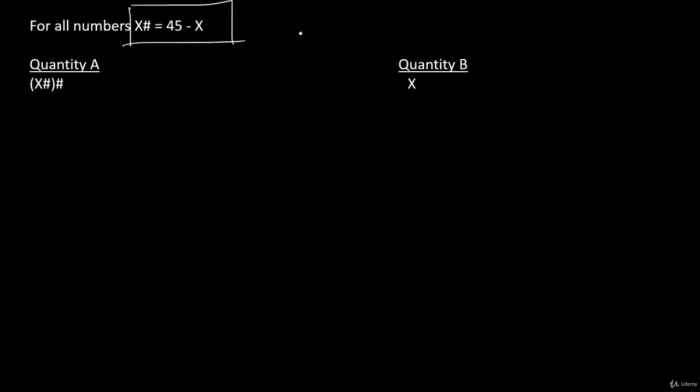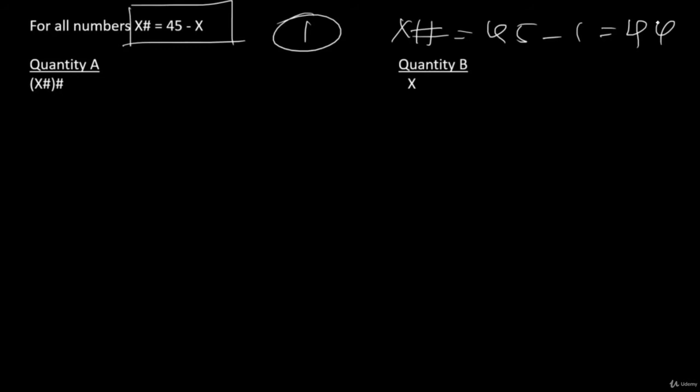For example, if you take x as 1, what would be x hash? X hash would be 45 minus 1, which is equal to 44. All right, so 1 is the input and 44 is the output. Now quantity A is x hash, and again you have to take hash, and quantity B is x. Pause the video, give it a try, and then let's do it together.